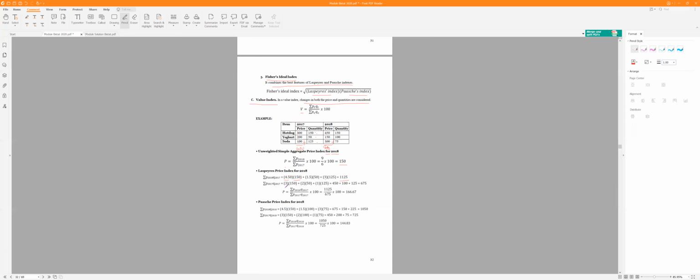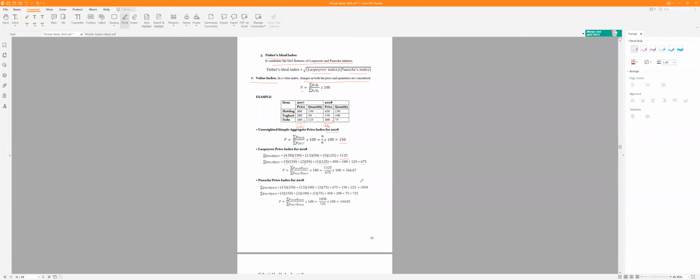And for the bottom, you just have to do the same thing, but with the 2017 column. Just 3 times 150, 2 times 50, plus 1 times 125, you get 675. So with the Laspeyres index, you just do 125 divided by 675 times 100, you get 166.67. Okay, now we have to count Paasche.